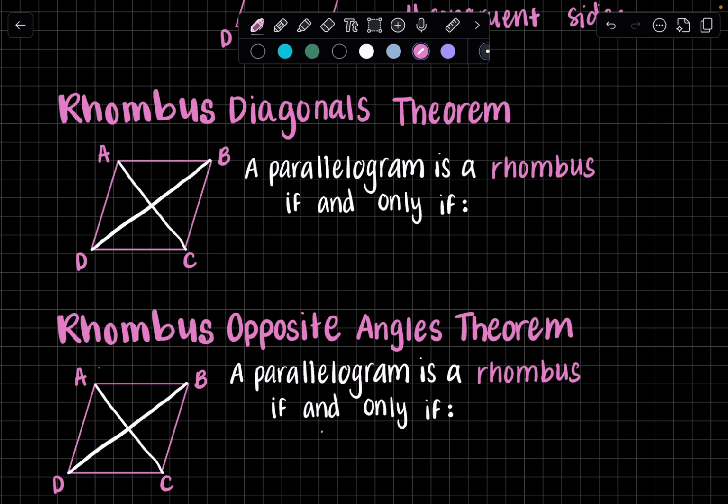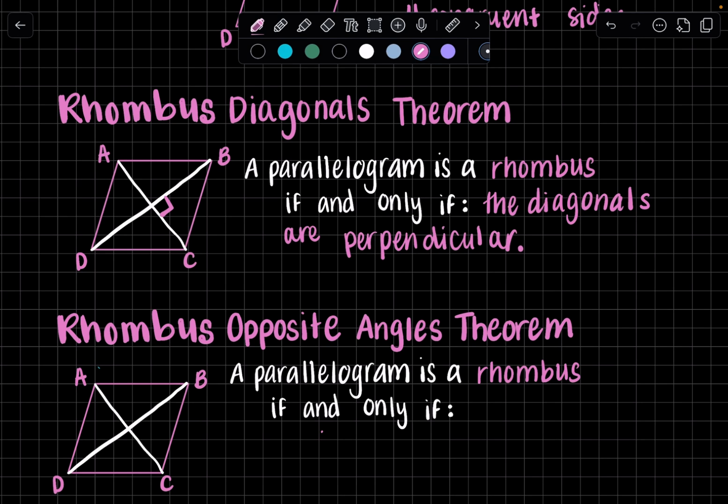Okay, so when looking at the diagonals, this theorem tells us something is a rhombus if and only if the diagonals are perpendicular. Just as a reminder, diagonals are the lines connecting the opposite corners, the opposite vertices. So if the diagonals are perpendicular, then it's a rhombus, if it's also a parallelogram. What this is saying is if something is a parallelogram and the diagonals of it form perpendicular lines, then it must be a rhombus.